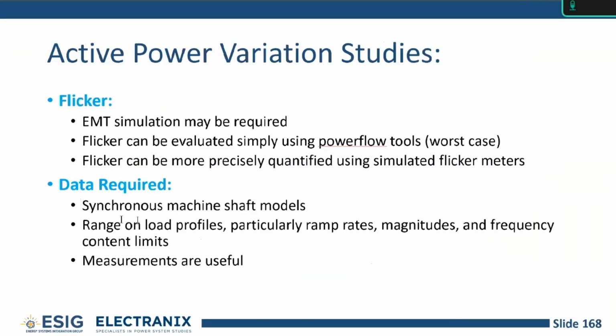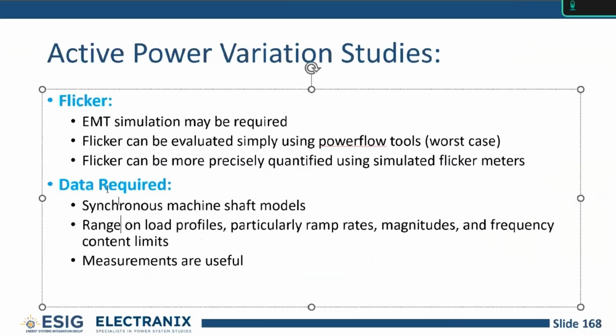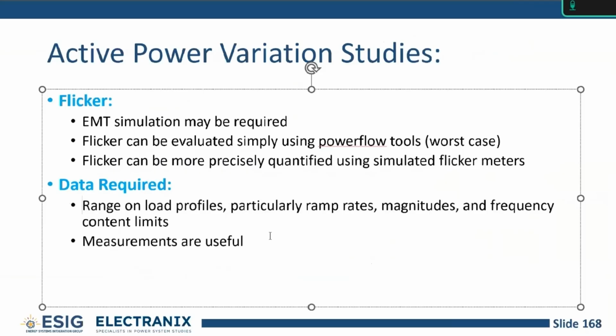So, okay. Data required for this type of study for flicker will be the synchronous machine. Oh, this is wrong. Sorry. You don't need that. You will need the range on the load profile, how much it can move, basically. You will be interested in ramp rates, and ramp rates is something you can also derive from that frequency bandpass that I was talking about. So they're not truly square waves, right? We don't have real square waves in the world. Probably we have some very fast ramp rate, and that ramp rate might matter for flicker. And measurements are useful, right?